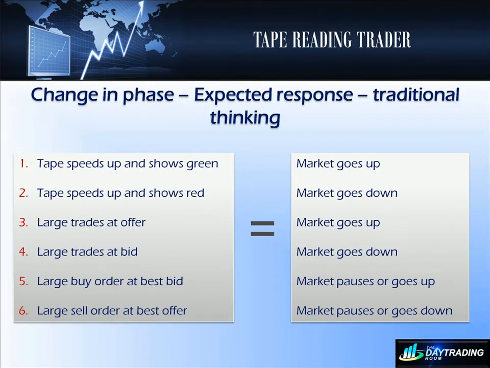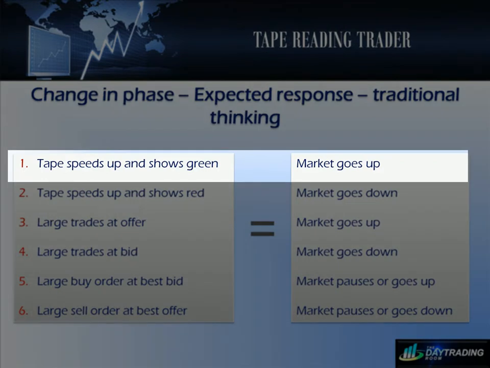So I talked a little bit there about expected response and what I call traditional thinking. Now we've got expected response and unexpected response. When I talk about expected response, I'm talking about what we see on the time and sales or on the depth of market and how we would expect the market to respond to that action. So, 6 examples here. If the tape speeds up and shows green, which indicates that there are buyers buying from the offer, the expected response is that the market would go up.